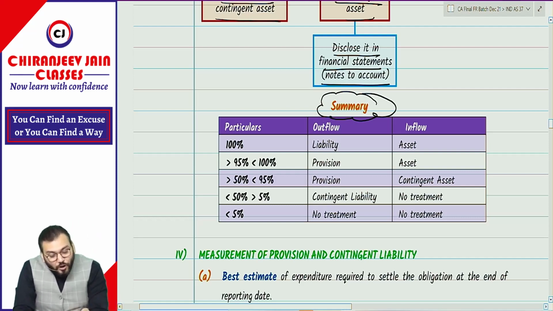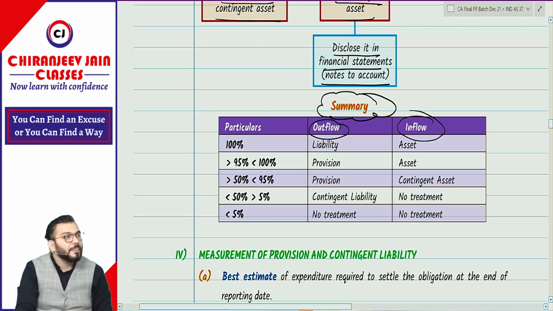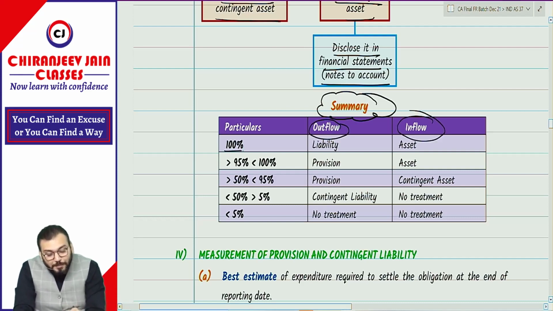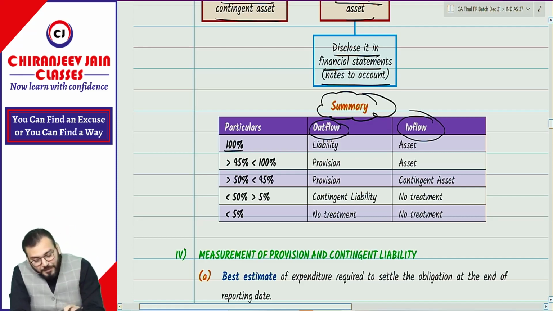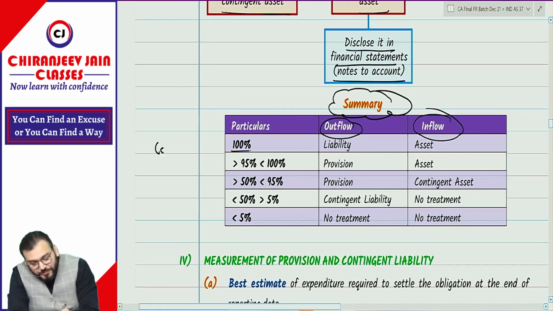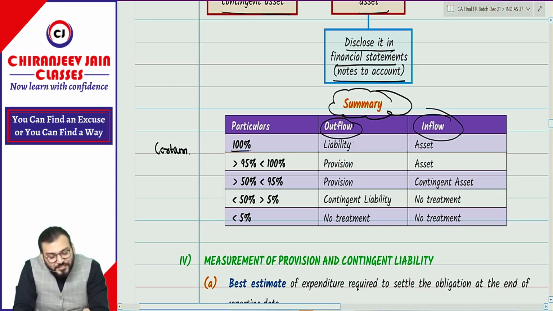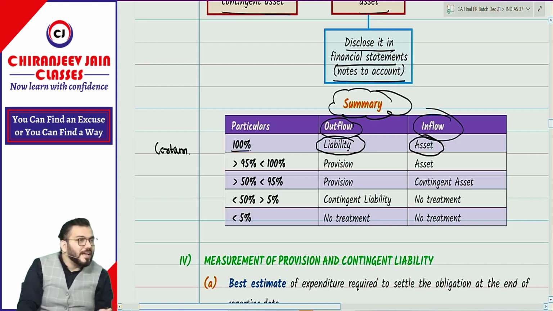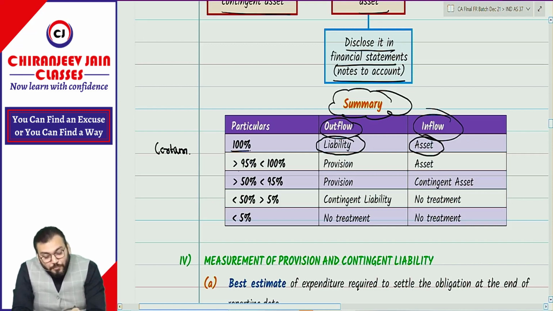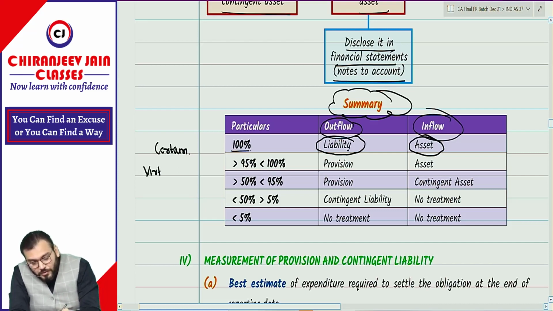Outflow, inflow. 100% certain. 100% means it is certain. Outflow means liability, inflow means asset, no doubt. Recognize liability, recognize asset. Then more than 95% but less than 100%, can I say it is virtually certain? Virtually certain.